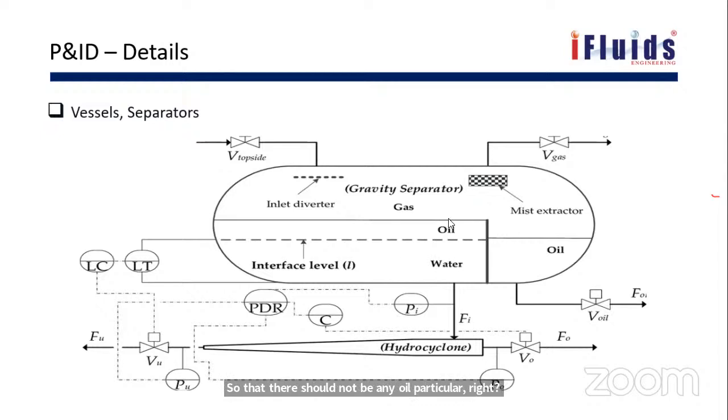There will be traces of oil carried along with the water, and that will be separated through the hydrocyclone. Here it is shown like this. For that, there will be a separate package, a separate small piece of equipment, that separates the oil and water. Then only the pure water, meeting the environmental conditions, will be discharged to the atmosphere, and the traces of oil will be absorbed in the hydrocyclone and recycled to the process.